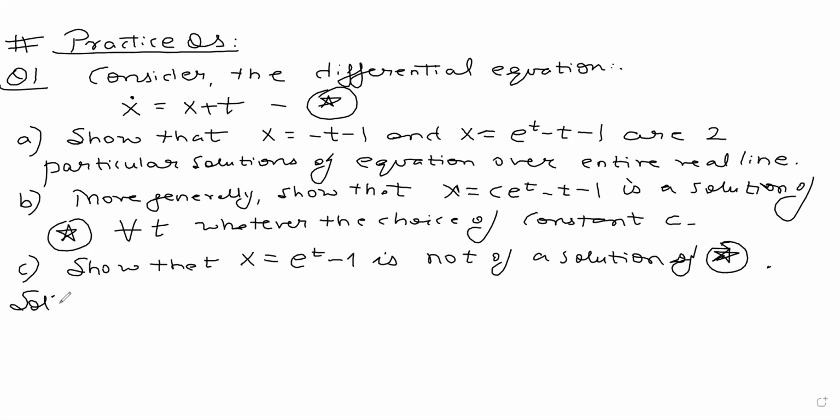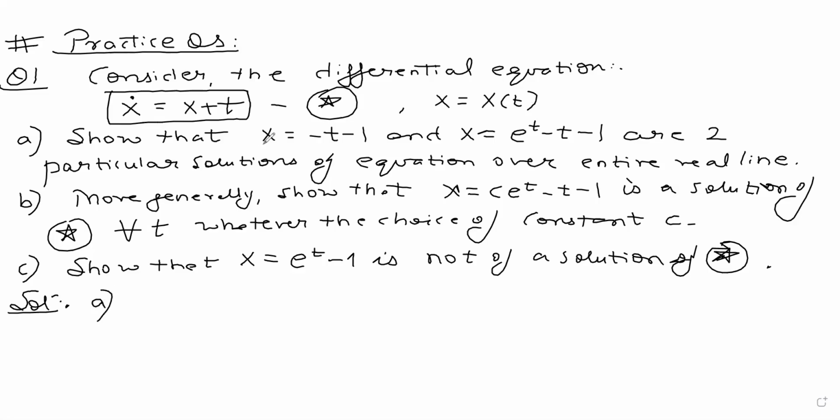Okay, so let's quickly solve this question. We are given the differential equation. You can clearly see it's a first order differential equation because you have x, you have t, x itself is a function of t, and you have the first order derivative dx by dt. So it's a first order differential equation. Now let's solve part A.